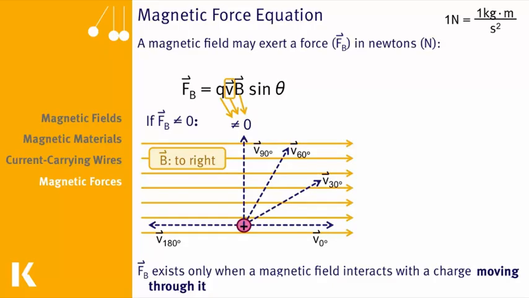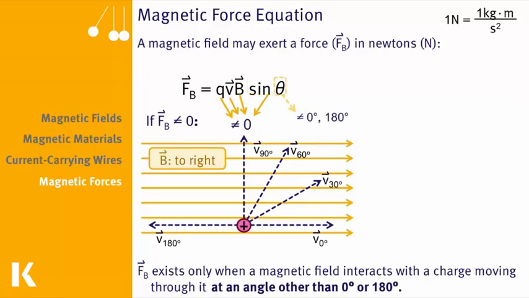But there are all these different potential ways that this positive charge could be moving through this magnetic field. We want to know which ones will create a force, and that's when we use the sine theta. We do not want that sine theta to equal 0, and sine theta equals 0 at 0 and at 180 degrees. So we want that moving charge to be moving through the magnetic field, not with an angle of 0 degrees or 180 degrees to the magnetic field. So that would be either along in the same direction as the magnetic field or completely against it.